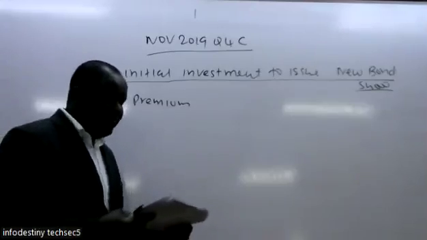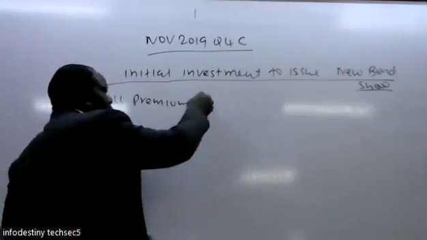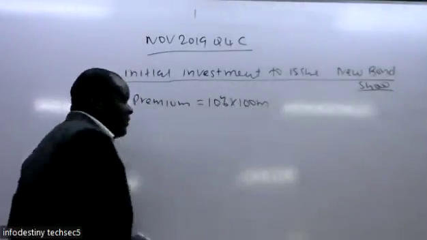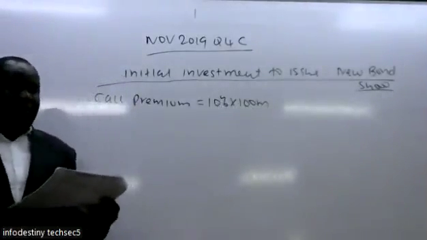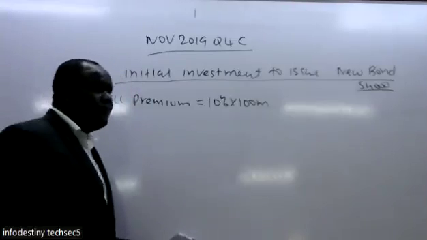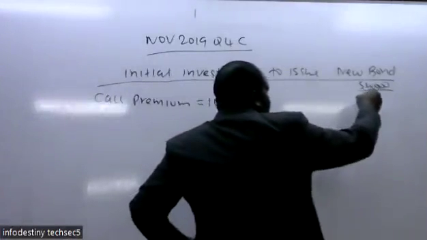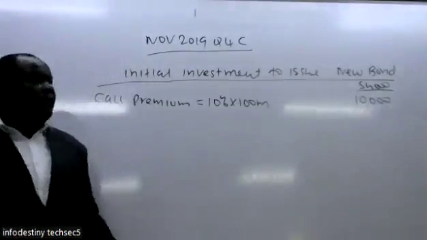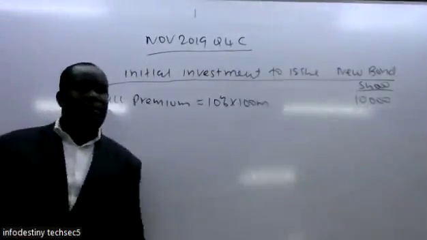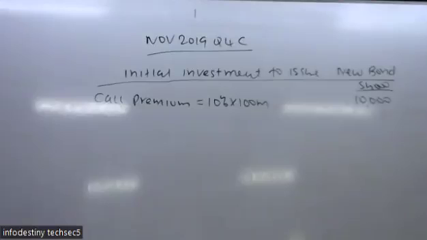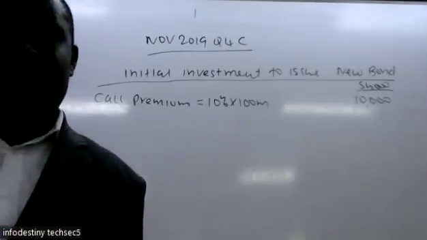So our call premium will now be 10% of the 100 million. What is 10% of the 100 million? It will be 10 millions. There are 3 zeros at the top, so we present it in that particular manner. So that is now the call premium.